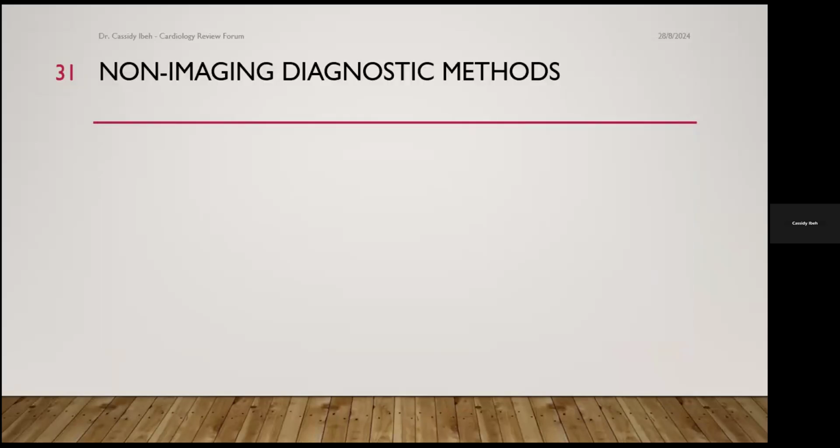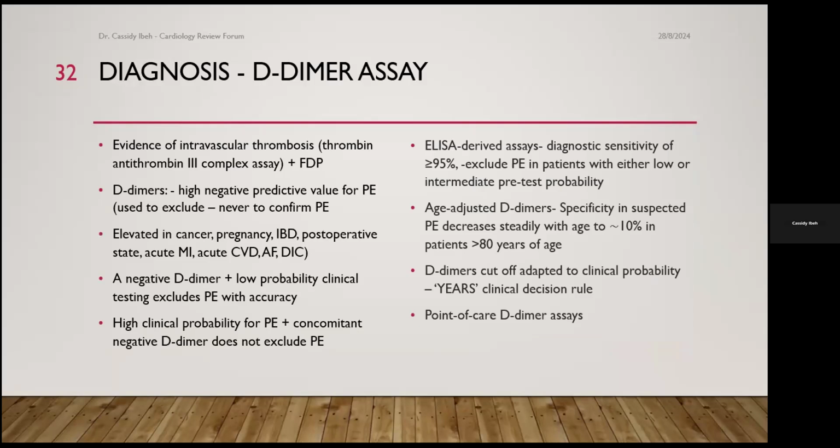Now, looking at the non-imaging diagnostic methods, D-dimers are evidence of intravascular thrombosis, and have a high negative predictive value for PE, but are never used to confirm PE. It's important for us to know that it can be elevated in cancer, pregnancy, inflammatory bowel disease, or even in active MI, and others. Now, a negative D-dimer with a low clinical probability will exclude pulmonary embolism with accuracy.